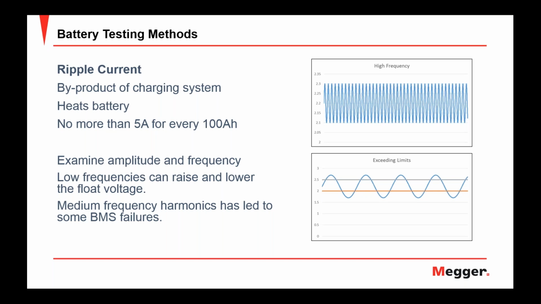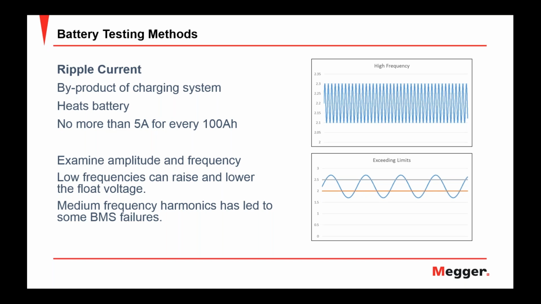Typically, it's very small. IEEE recommends that the ripple current not exceed 5 amps for every 100 amp hour capacity of the battery. So in general, unless the charger has an actual open rectifier in it, it really is not going to pass that. But that's something we want to check. If we do see high ripple, that's a sign that we do have a problem with the charger. Or it could be coming from the load as well. It's not uncommon to have high ripple levels in UPS systems.